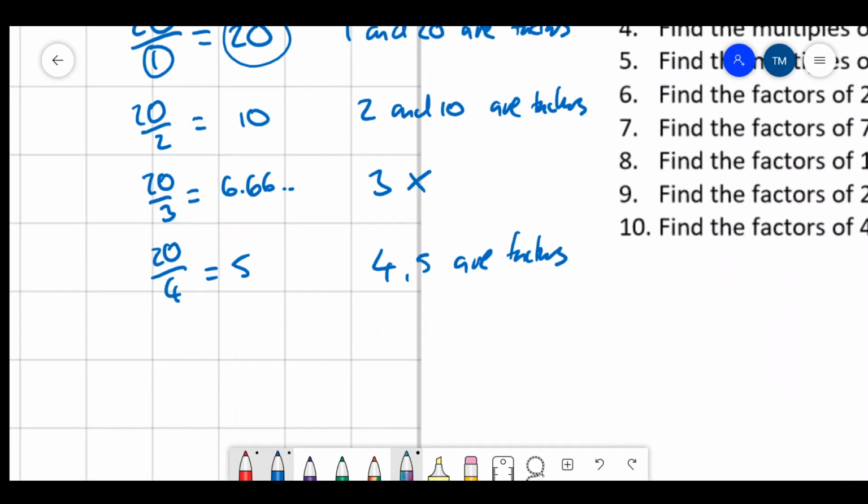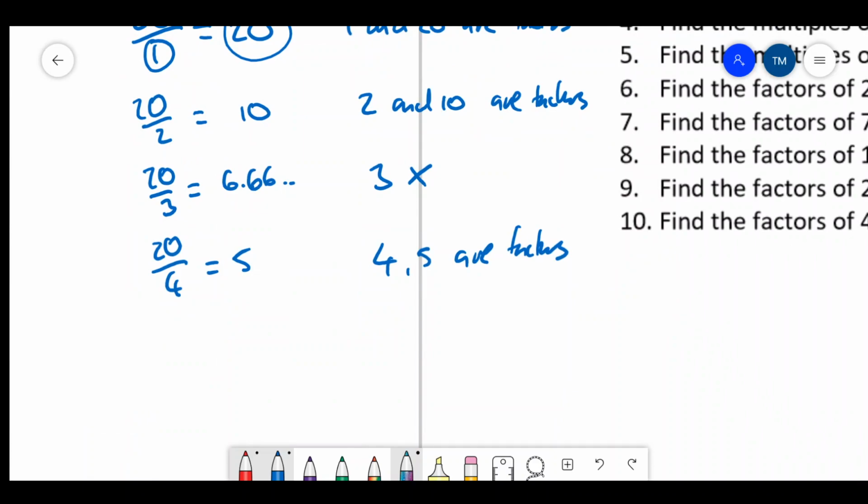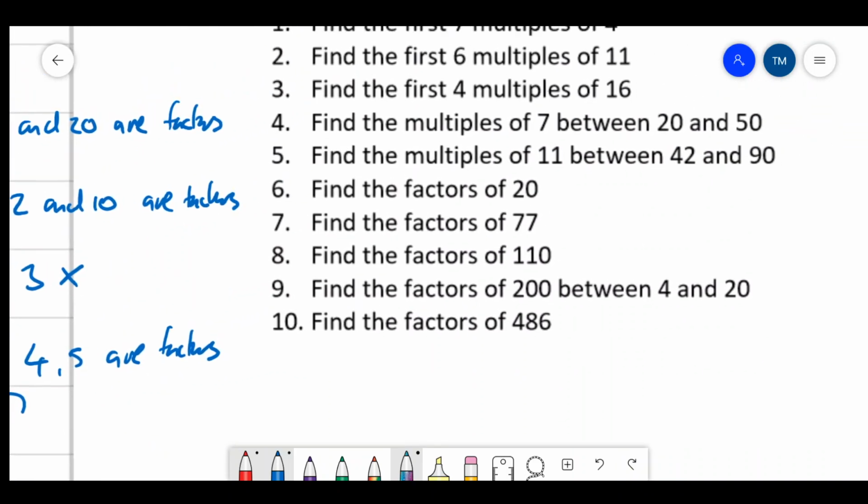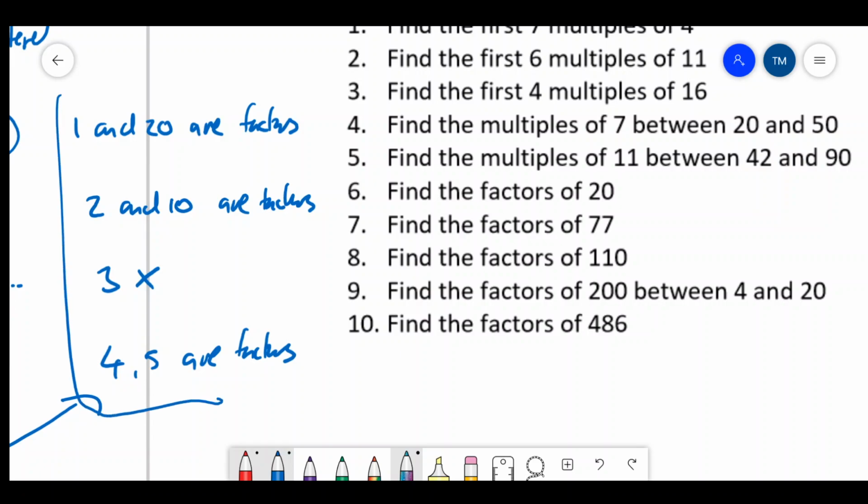However, we do have an issue. Well, sorry, we don't have an issue. We've now finished because our next one that we do will be 20 divided by 5, but we've already got 5 here as a result. So we already know what the answer will be. The answer will be 4. We've already proved that 4 and 5 are factors. And once we hit a repeat, we can stop. So our answer to this one is we just go through our numbers down here. The factors of 20 are 1, 2, 4, 5, 10, and 20 as our result.